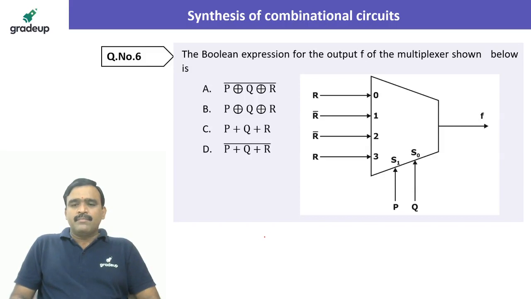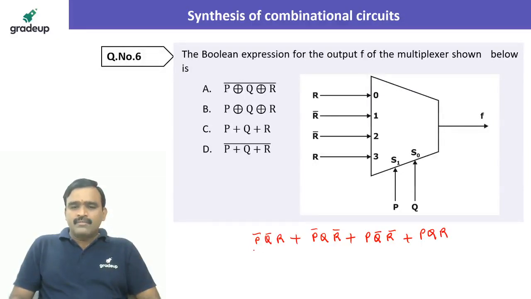It's very simple. When P and Q are 0, so P bar Q bar, output is equal to R. First input 0 0. 0 1 means P bar Q, output is equal to R bar. So P Q bar, 1 0, output is equal to R bar. Third input, when both are ones, so PQ, output is equal to R.